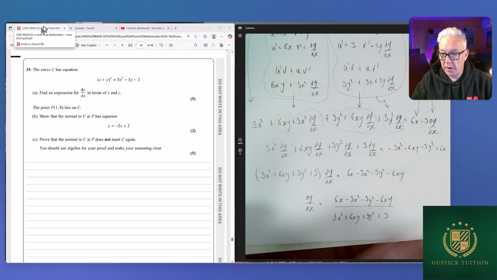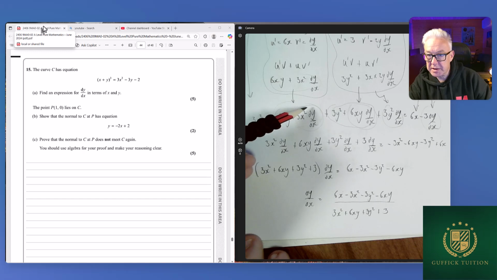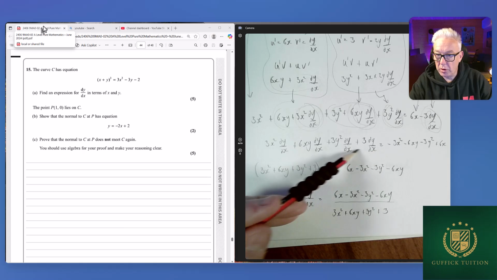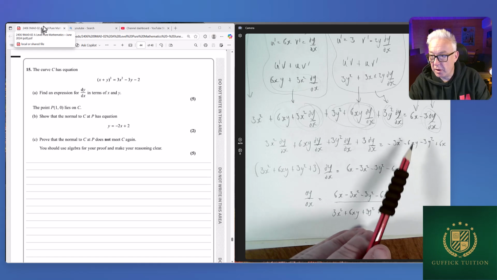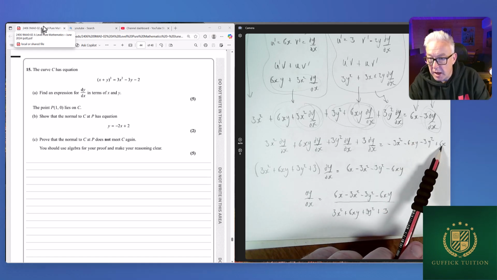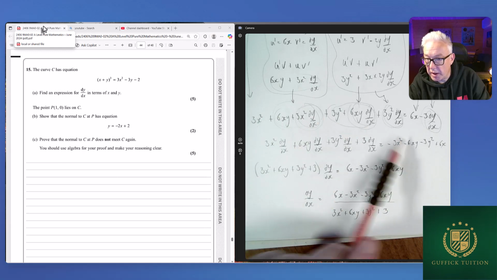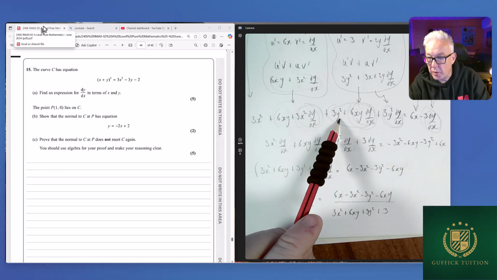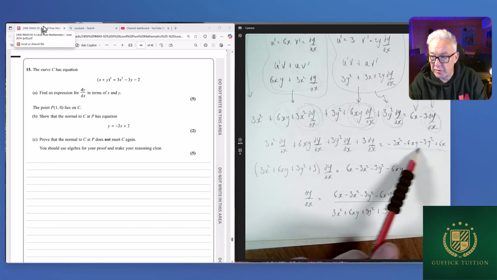It's a lot of terms and it looks quite complicated, but all we need to do is gather together all of our dy by dx terms over to one side of the equation. So we're going to take that one, that one, that one, and that one, and bring them all over to the left. Everything else is going on the right hand side. So the 6x is going on the right hand side, there it is. The 6xy is going over to the right hand side, so there's minus 6xy. The 3x squared is going to go over to the right hand side, so minus 3x squared. And the 3y squared is going over to the right hand side as well, so minus 3y squared. So all of those are being brought across to the right hand side.